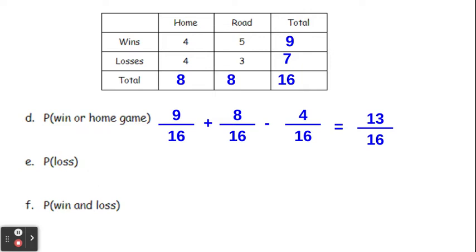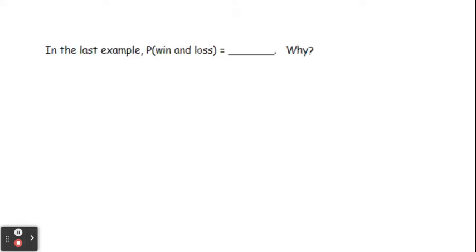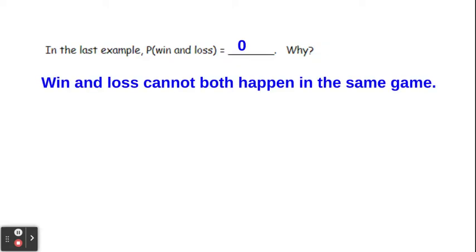The probability that the Lions get a loss would be 7 out of 16. The probability that the Lions get a win and a loss, well, this one would be 0 out of 16. It's impossible for that to happen. The Lions can't get a win and a loss in the same game. Now, the probability that they have a win and a loss is 0, again, because a win and a loss cannot both happen in the same game.